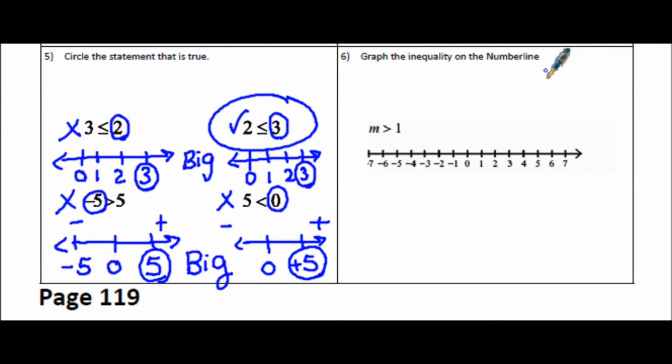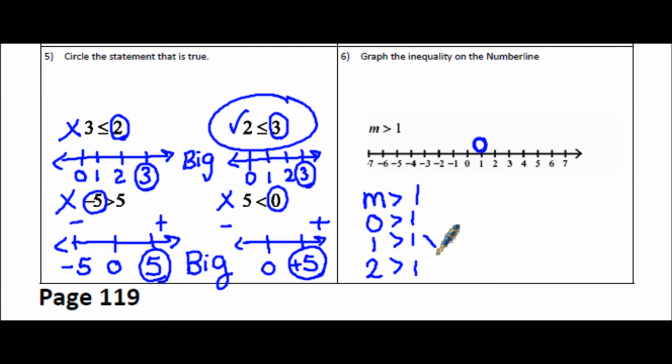For number 6, we're going to graph the inequality on the number line. And we're going to graph m is greater than 1. So we're going to put an empty circle on 1 because we are comparing m to 1. Now, if we look to the left of 1, we get 0, which is smaller, and to the right of 1, we have 2, which is bigger. So we're going to rewrite our inequality, and we're going to try 0, 1, and 2 for m. See if they're solutions, and see if 0, 1, or 2 are greater than 1.